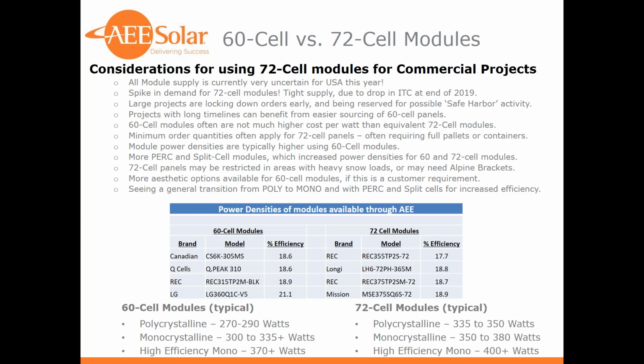For some applications, the 60 cell modules, since mostly they're black framed, there's more aesthetic options there. And we're seeing a general phase out of polycrystalline modules, with very few offerings of polycrystalline modules in the US, transitioning to monocells, and then the monocells transitioning to PERC and the split cells to achieve higher wattage and efficiency.